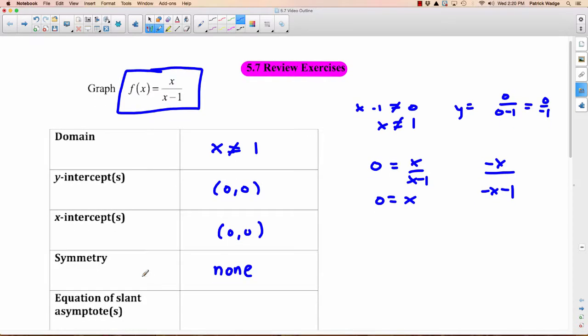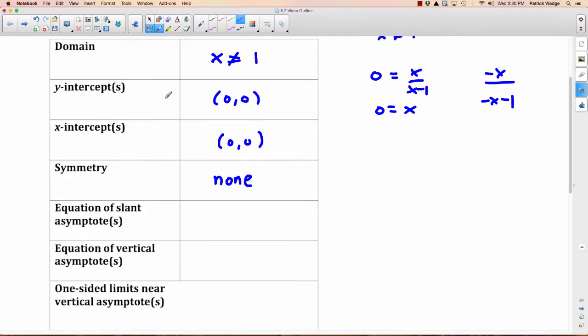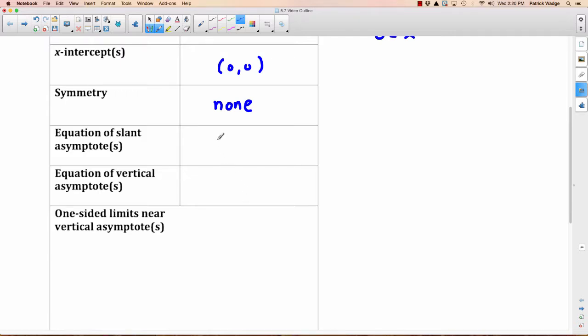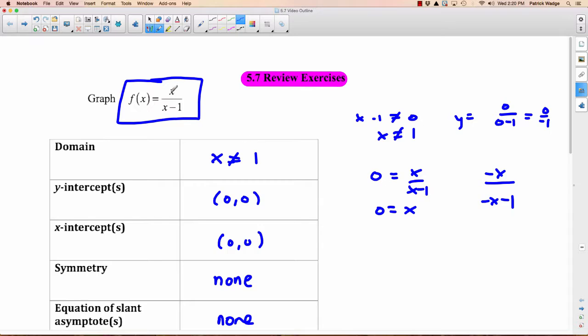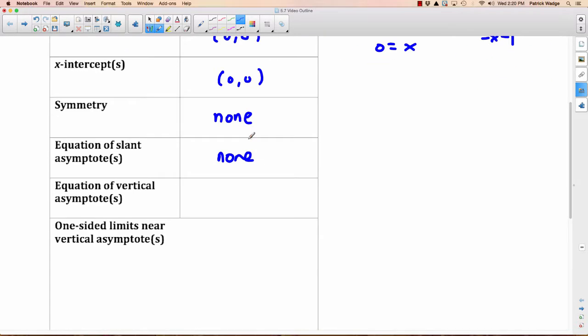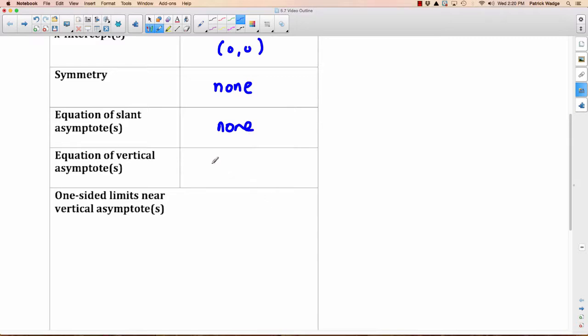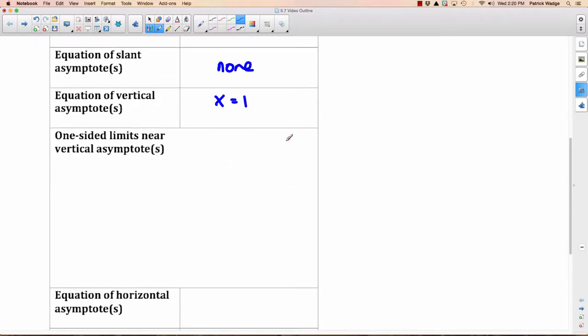Equation of slant asymptote. Well, you get a slant asymptote when the degree of the numerator is 1 more than the denominator. Degree here is 1, degree here is 1. They're the same. What's that mean for slant asymptote? None. Equation of vertical asymptote. Vertical asymptote, wherever the denominator equals 0, we already figured that out. It's when x equals 1. So that's the equation of our vertical asymptote: x equals 1.